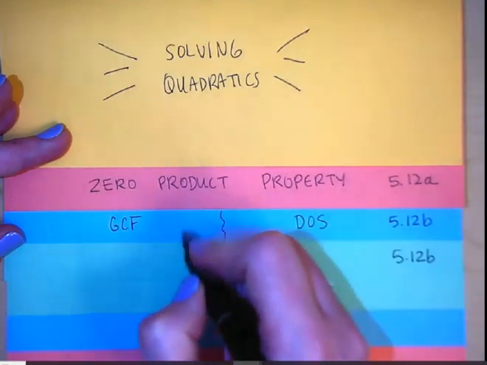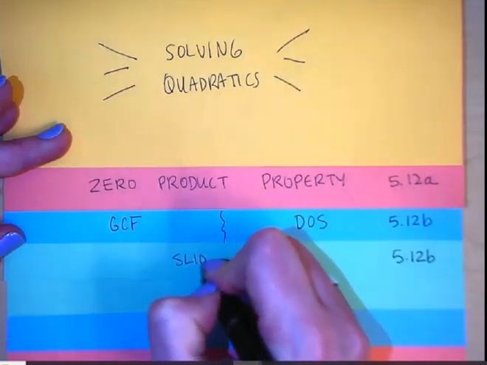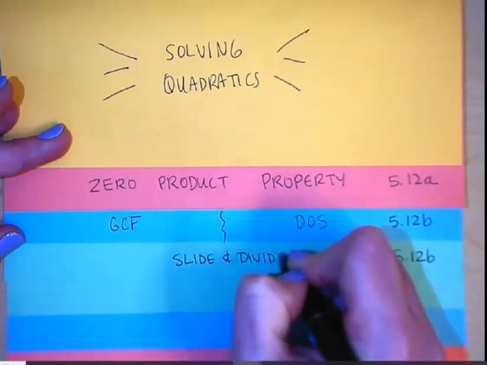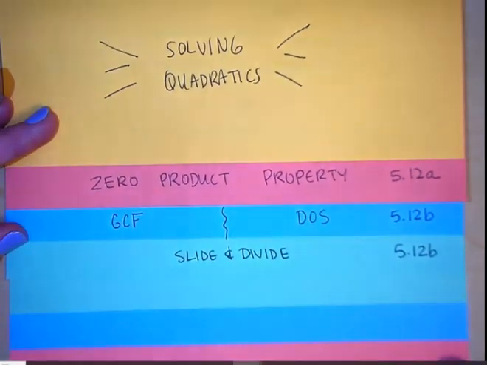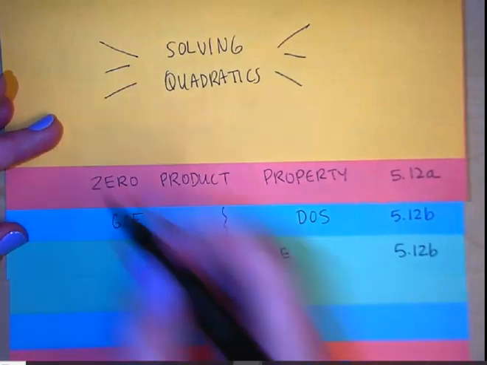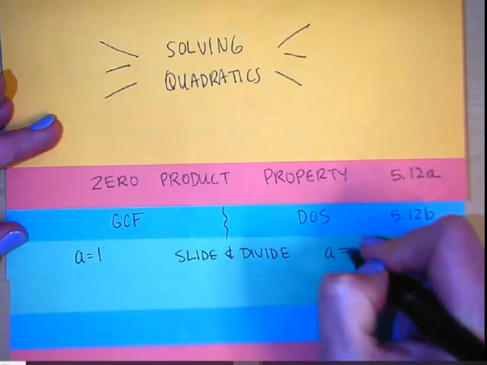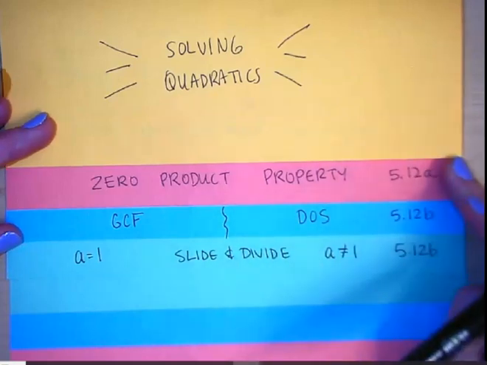And this second one is going to be labeled slide and divide. That one also has a left and right side. The left side is going to be when a equals 1, and the right side when a does not equal 1.